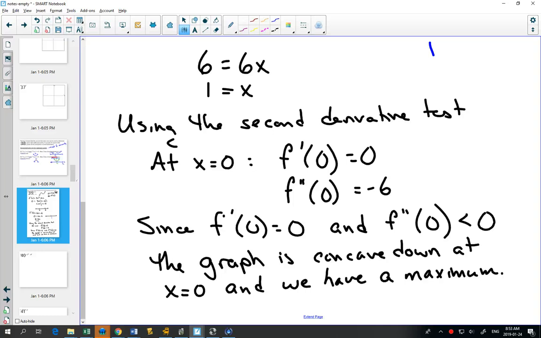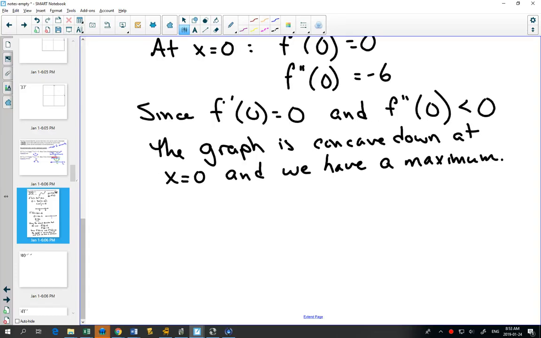If the first derivative is equal to 0 and the second derivative is negative, you know it's concave down. And the only possible way to have a horizontal tangent, because that first derivative equal to 0 means our tangent would be horizontal, and concave down, the only logical thing then is a maximum at that point. Okay?